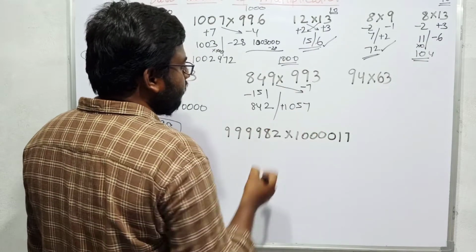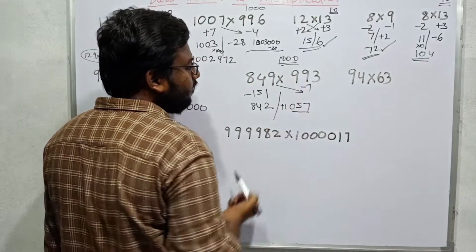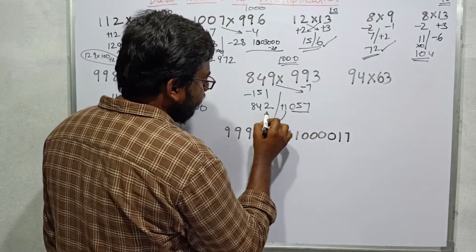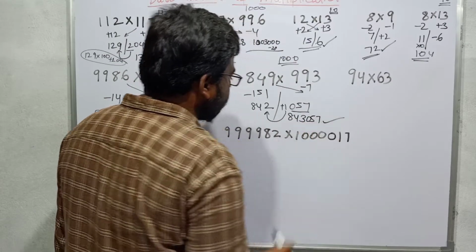This is plus, but after slash you should have 3 digits only, because we are operating this on 1000. So 1 will be added here. This will be 843057. This is the correct answer.